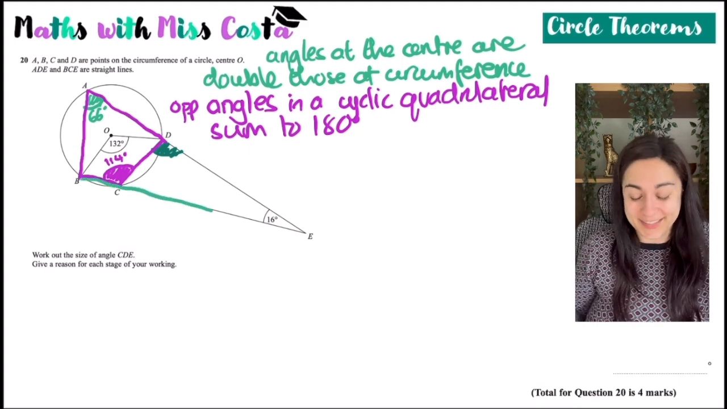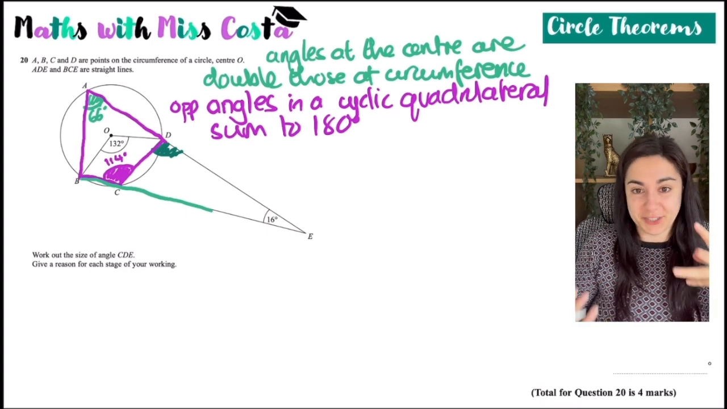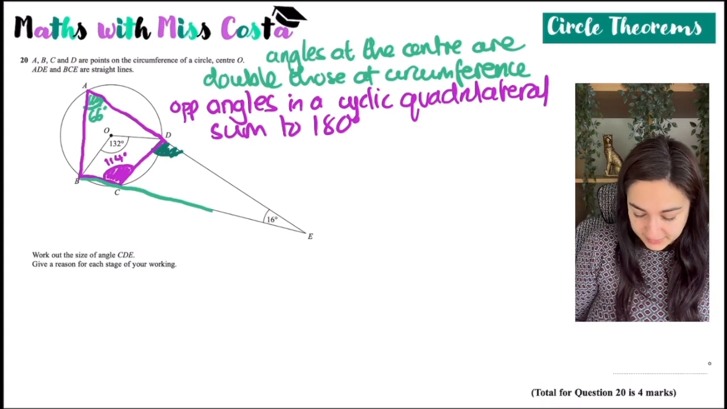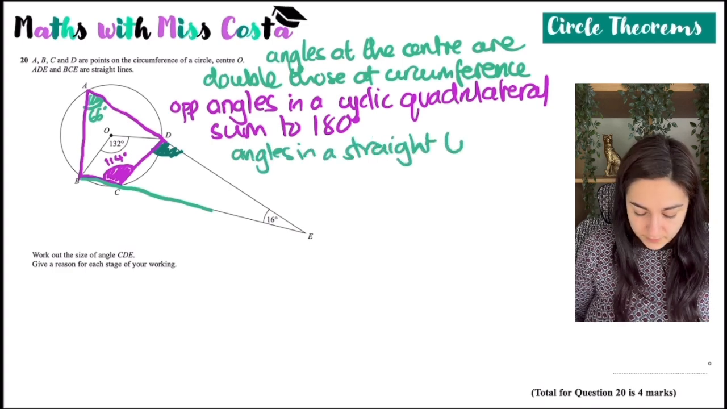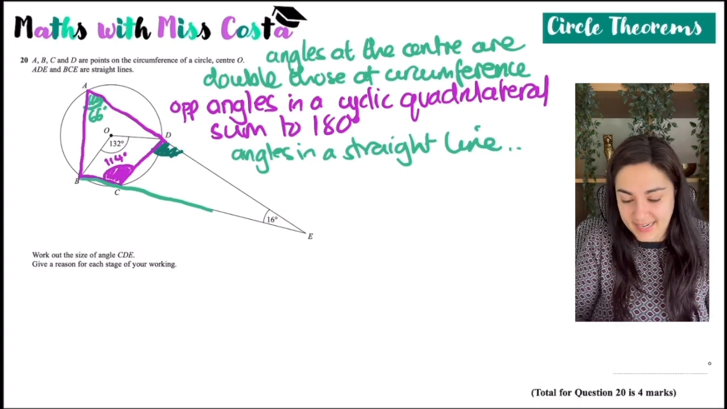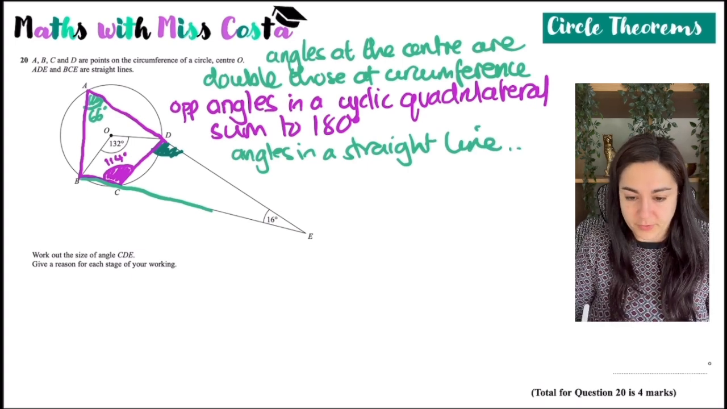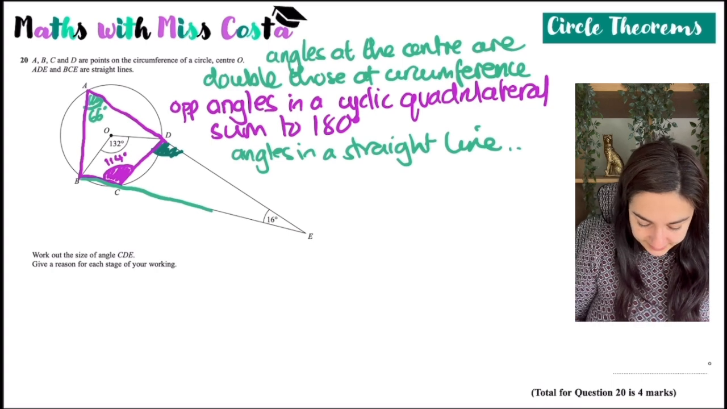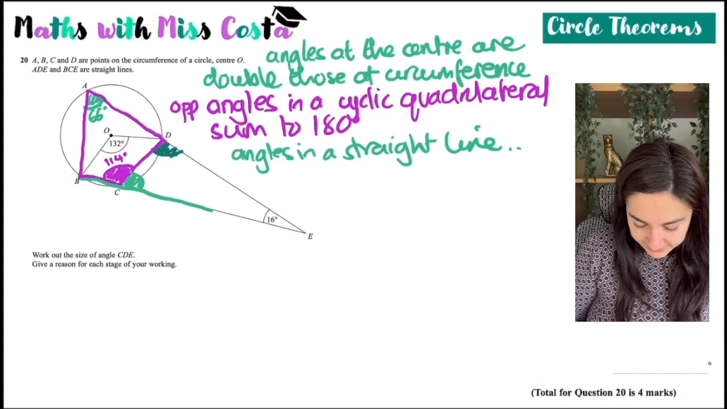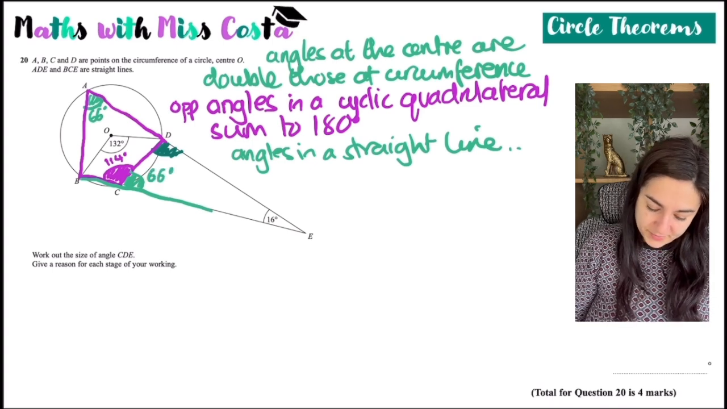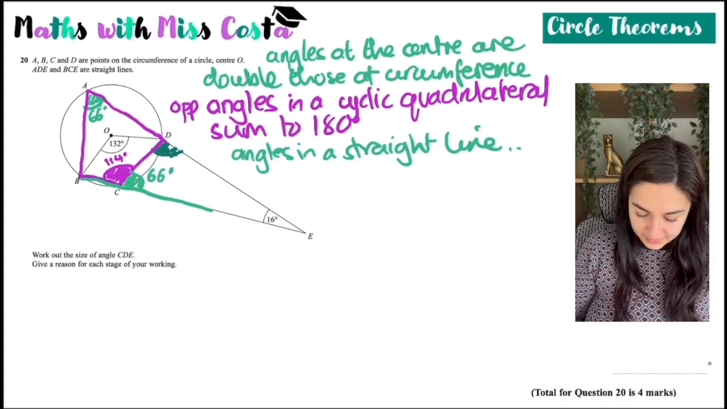Now this over here is a straight line. So you don't even need a circle theorem. You just need your basic geometric facts. You know that angles in a straight line sum to 180. So therefore 180 take away 114 is 66. And there's loads of ways you could have done this. This is just one of the ways. So that's 66 degrees over here. Now, over here, is this a triangle?